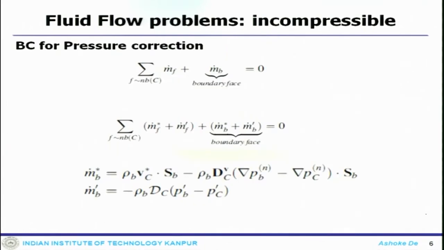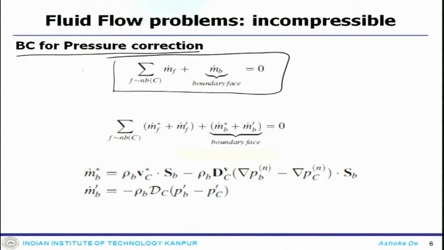Now, we need to look at the boundary condition for the pressure correction equation, because in the SIMPLE algorithm we have an equation for pressure correction, and when you are trying to solve it, one has to provide a proper boundary condition for pressure correction. So, what one can say is that at the boundary cell, the mass flow rate from the interior and the boundary face has to be conserved, this will be coming from my continuity. Or one can write that at the boundary face, the intermediate value m dot f star or m dot f prime, which is the correction, at the boundary face is going to be 0.